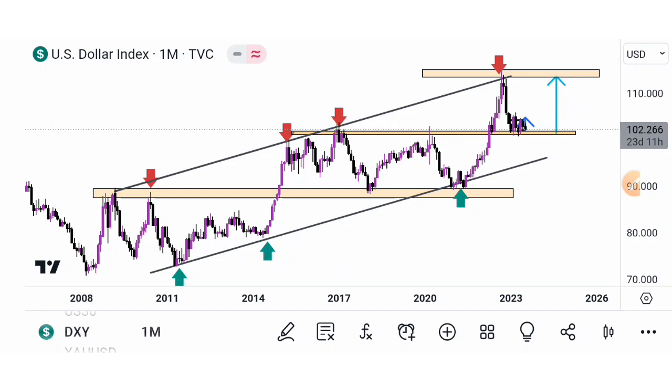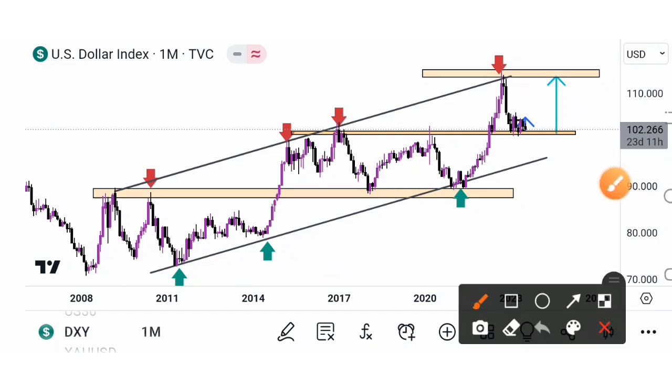What we are here for is the analysis. Let's get straight to that. So the dollar index, what am I looking for? As you can see, this is the dollar index on a monthly time frame, and we are bullish on this instrument.